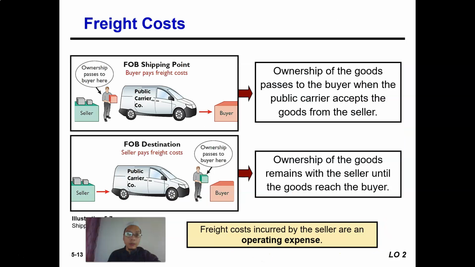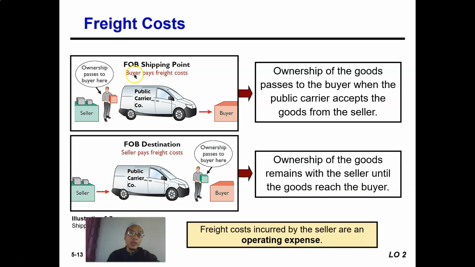On top of the purchase cost of the items, the buyer would sometimes also incur additional costs. One of those additional costs could be freight cost. What is freight cost? The cost of the shipping. And for the shipping cost, there are some terms: FOB shipping point, and the second term is FOB destination.